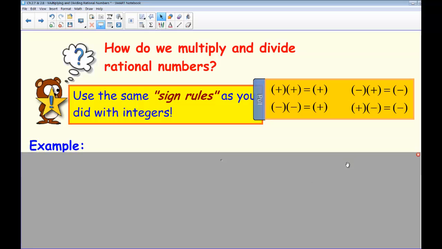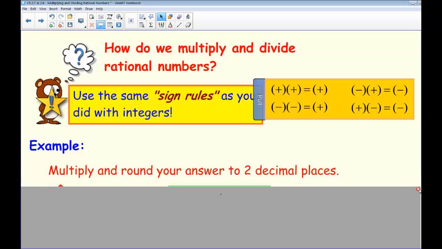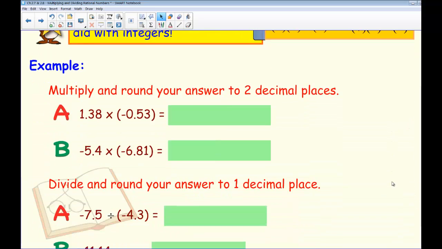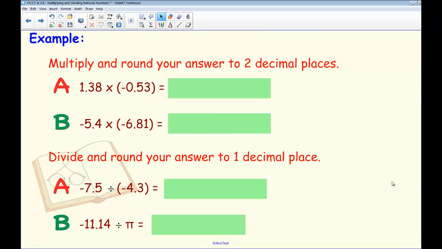So here are a few examples to get you to practice using your calculators but working with rational numbers at the same time. So now would be a good time to pause the video and try these questions on your own using your calculators before you check your answers.